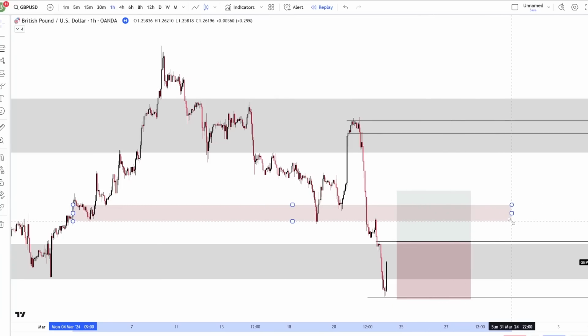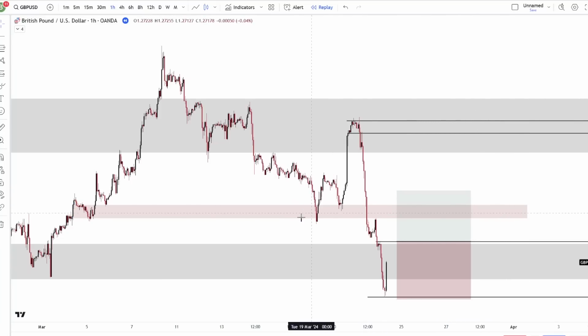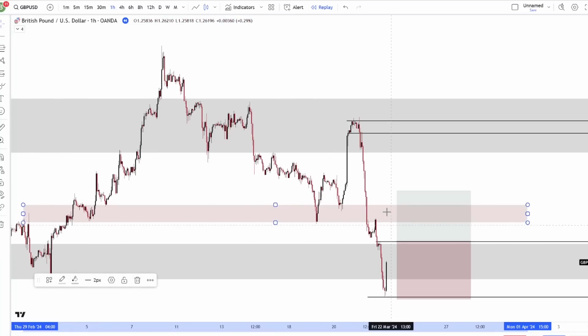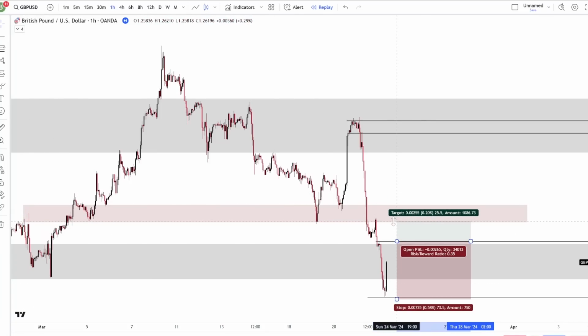Price could find rejection in this area. And this is where I wouldn't take this trade, just for the fact that there is a high level of rejection right here. And a trade like this wouldn't make sense. But let's see. Let's go for a 1-to-1.